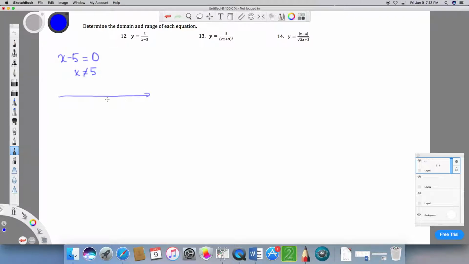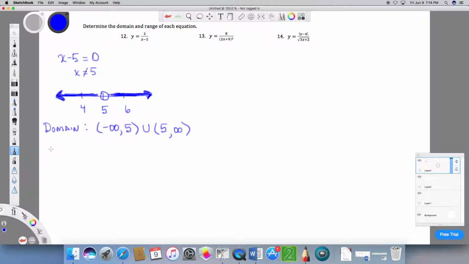If we sketch that on a number line, we are going to exclude the number 5, but all the other numbers, they don't cause us any problems. They do not cause division by 0. And we don't have any square roots in the problem, any radicals, so we don't have to worry about that. So the domain of this function is the set of all real numbers excluding positive 5. So from negative infinity all the way up to 5, or from 5 all the way out to positive infinity.